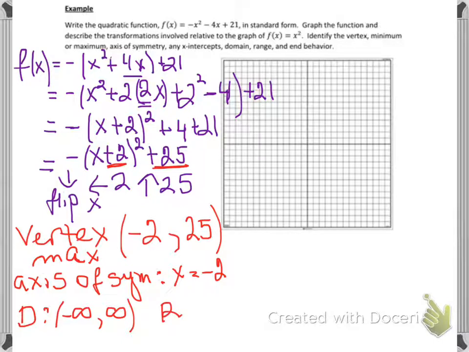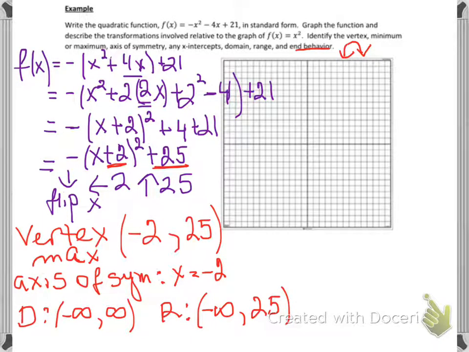Your range, in this case, we have a frowny face, so the range will start at the negative numbers, and it goes up to the maximum value, which is 25. It happens at the vertex point. And we also have to talk about end behavior. The end behavior is that the function is falling in both directions. That's really all we need to say for this.